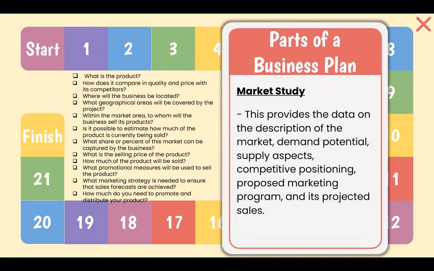Number 6, market study. This provides the data on the description of the market, demand potential, supply aspects, competitive positioning, proposed marketing program, and its projected sales. These are the guide questions. What is the product? How does it compare in quality and price with its competitors? Where will the business be located? What geographical areas will be covered by the project?